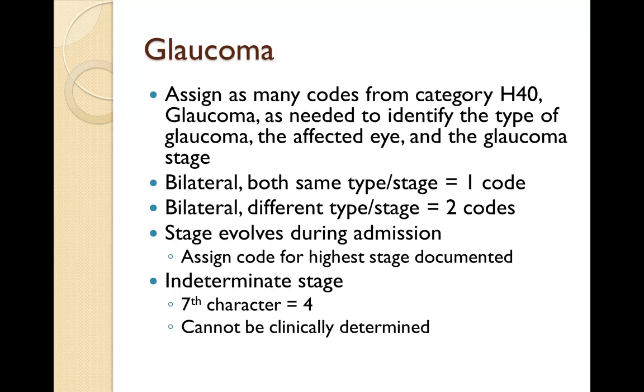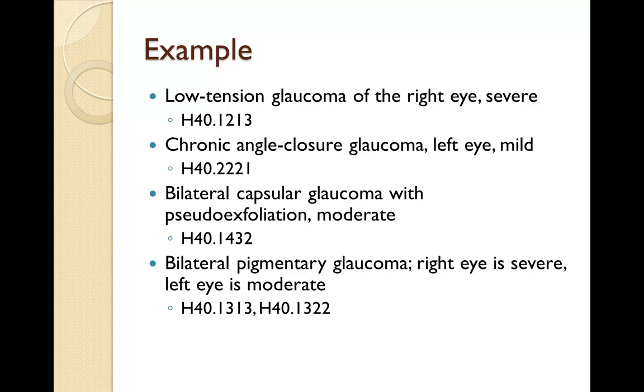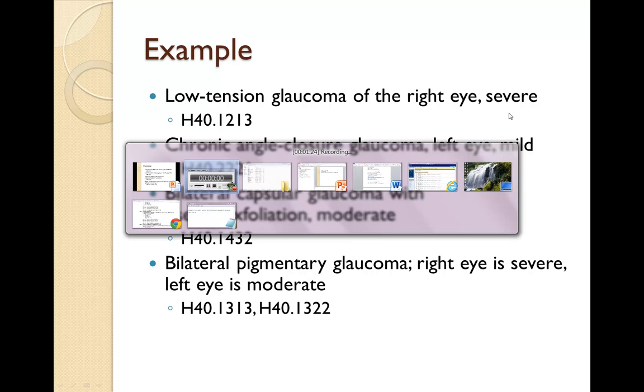And these do have 7th character extensions. The 7th character 4 indicates indeterminate stage. Just want to clarify that is different than unspecified stage. Indeterminate means it cannot be clinically determined, versus unspecified means we just don't have any documentation to tell us what the stage is. I did want to show a couple examples just because we haven't really done 7th character extensions yet. So the top one, low tension glaucoma of the right eye, severe.